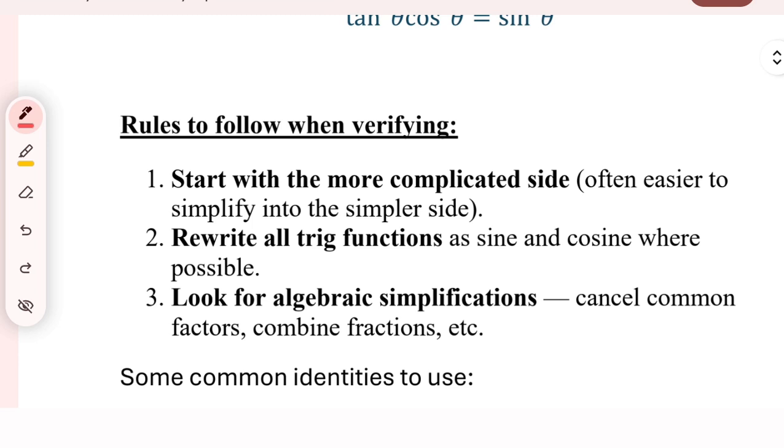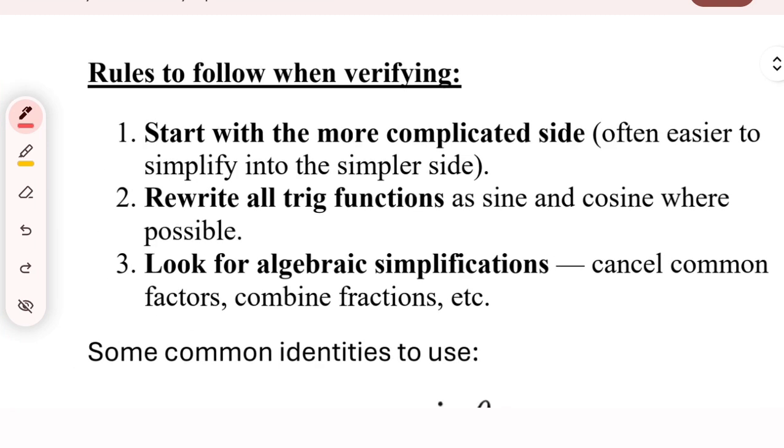And the third one, you have to look for algebraic simplifications. For example, can you cancel common factors or combine fractions? These are things that you need to take note of. You have to look at these things when you do verification. Can you cancel out factors? Are there fractions that you can combine?